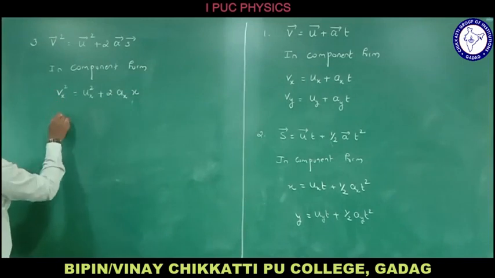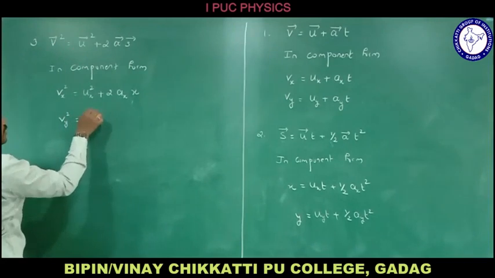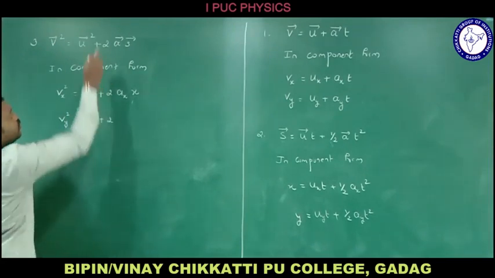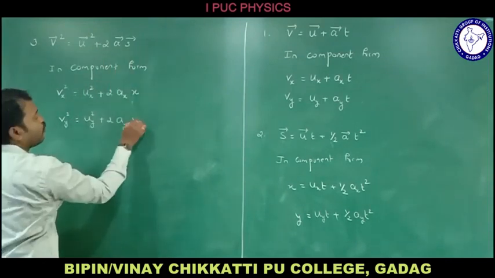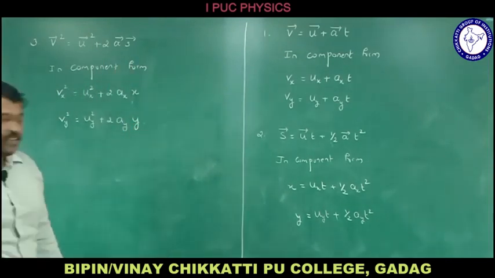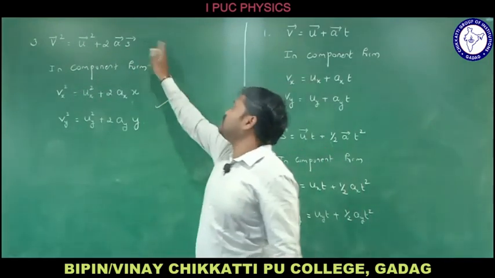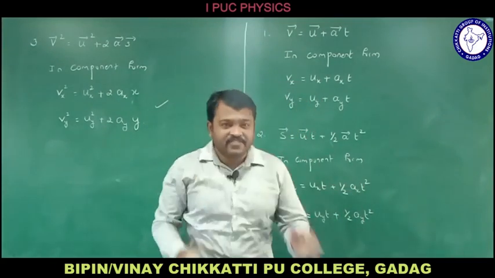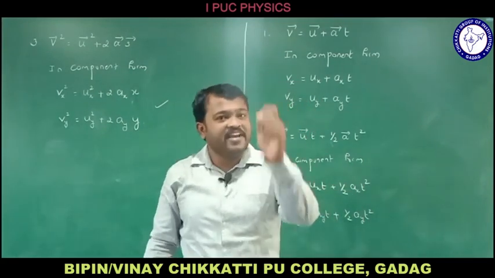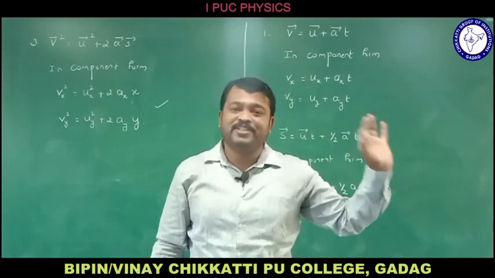Okay. Along the y axis, vy square is equal to the component of u along the y axis, uy square, plus 2, what shall I write now here? ay. And s along the y axis, let me take it as y now here. So these are the components of this equation along the x axis and y axis, and these are the equations of motion in a plane, that is equations of motion in two dimensions.